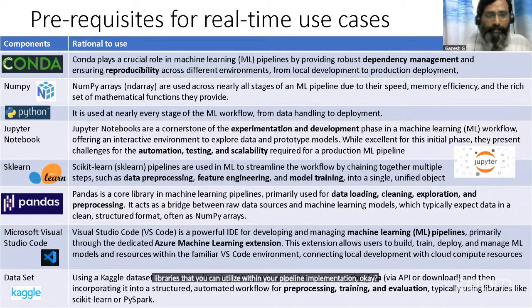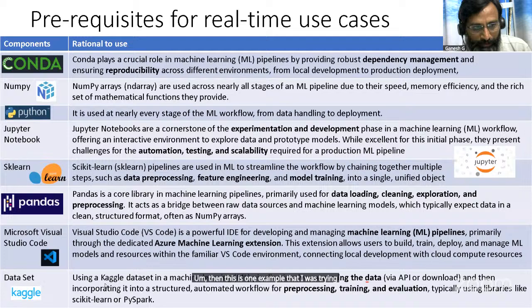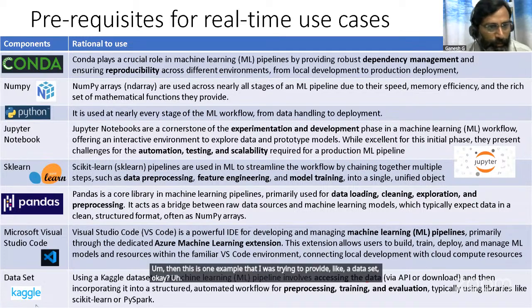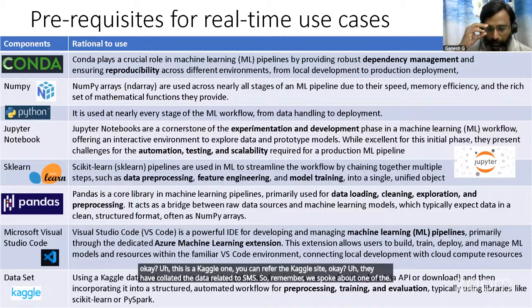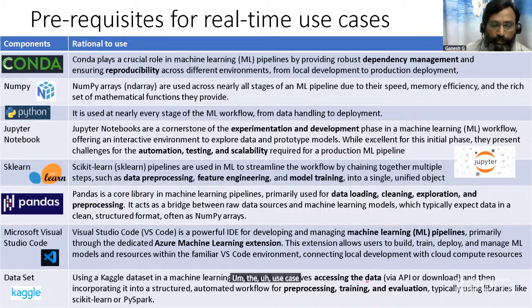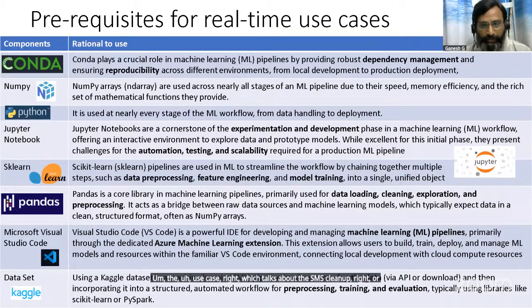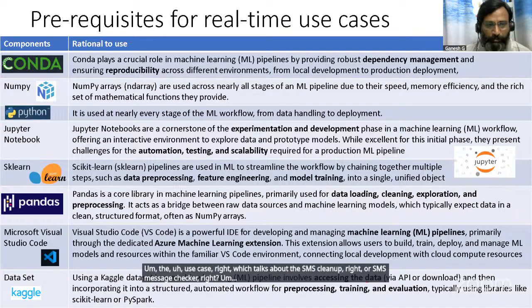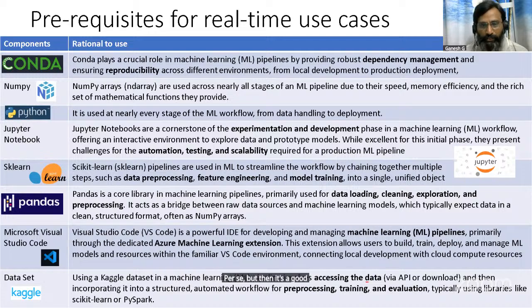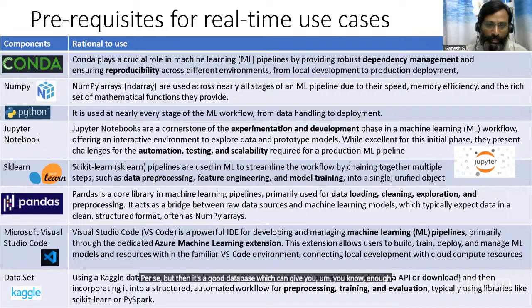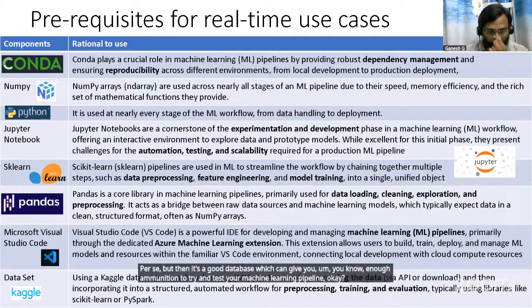This is one example that I was trying to provide, a data set. This is a Kaggle one; you can refer to the Kaggle site. They have collated data related to SMS. Remember we spoke about one of the use cases, the SMS cleanup or SMS message checker, which identifies which messages are spam and which are not. This is a good database, not huge per se, but it can give you enough ammunition to try and test your machine learning pipeline.